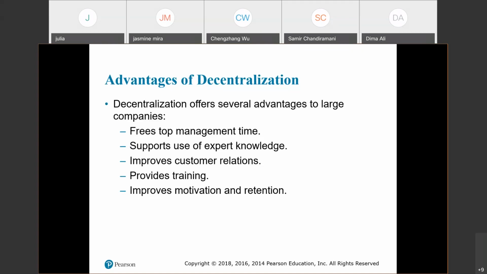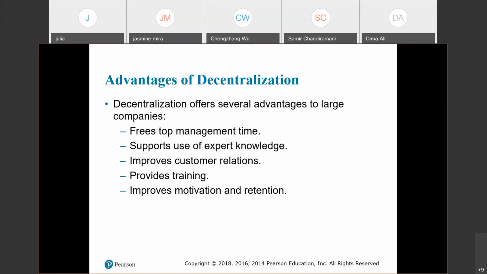Third, decentralization also improves customer relations. Segment managers focus on just one segment of the company, so they can maintain closer contact with important customers than can upper management. So decentralization often leads to improved customer relations and quicker customer response time.